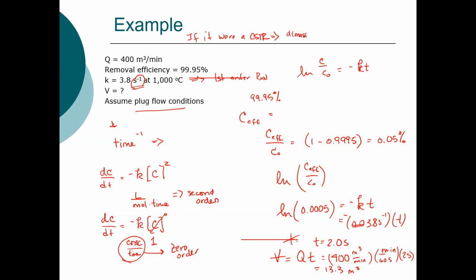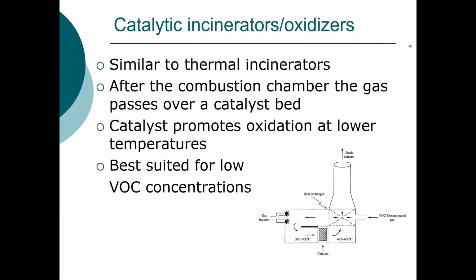Change in mass with respect to time is equal to my mass rate in minus my mass rate out minus my mass reacted. And if you remember, this would be Q times C in minus Q times C out minus K times C out times the volume of the reactor.